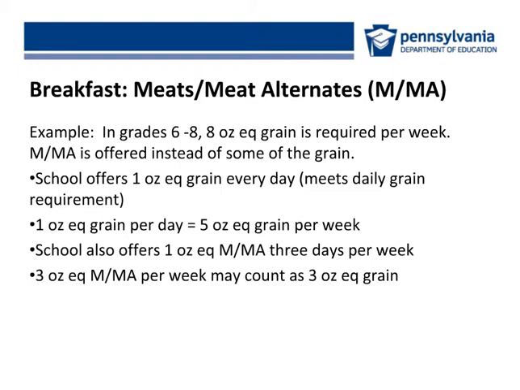So let's look at an example using 6th to 8th grade students. It is required that this grade group is offered 8 ounce equivalents of grains each week. The menu planner has opted to offer some meat alternates to meet part of the grains component at breakfast. So first, the school offers 1 ounce equivalent of grains every day in order to meet the daily grain requirement. And then the school also offers 1 ounce equivalent of a meat alternate 3 days per week. So the 5 ounce equivalents from the grains plus the 3 ounce equivalents from the meat alternates added together does meet the required amount for 1 week for 6th to 8th grade students, which is 8 ounce equivalents.